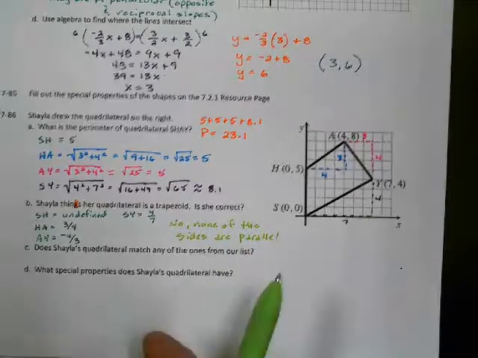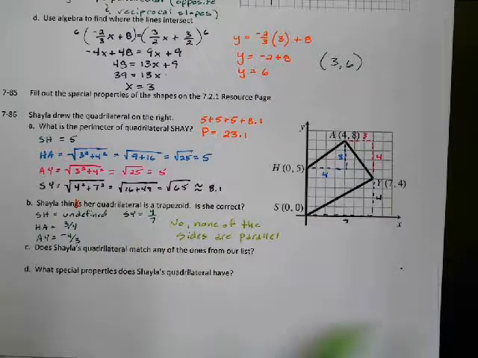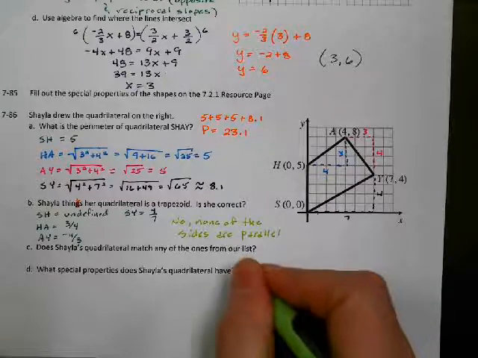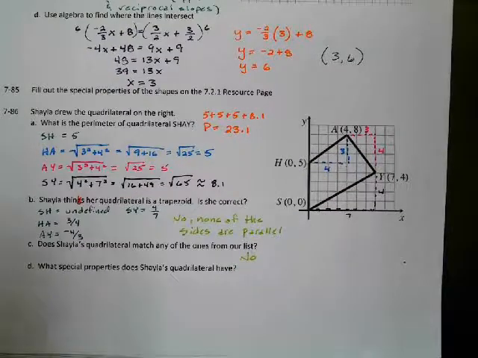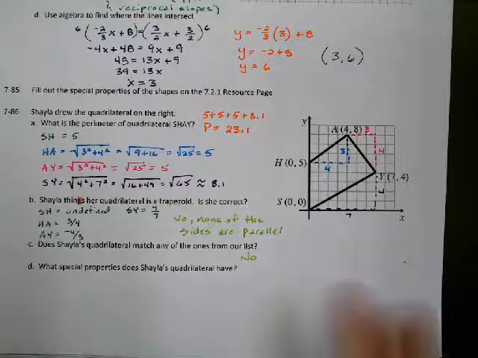Does Shayla's quadrilateral match any of the ones from our list? No, it doesn't match any of the ones from our list. So all we can say about it is that it's just a quadrilateral. Okay, just because it's not a named quadrilateral, it has some interesting characteristics that we could add to this. Looking at the sides of this quadrilateral, 3 of the sides were congruent. So that would be kind of interesting, even though none of the quadrilaterals have 3 sides congruent. It's something. So it does have the properties of 3 congruent sides.